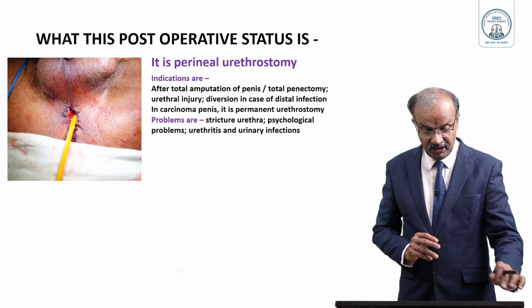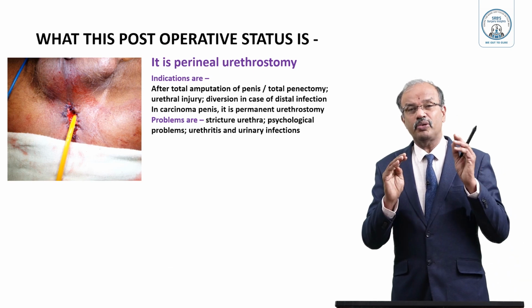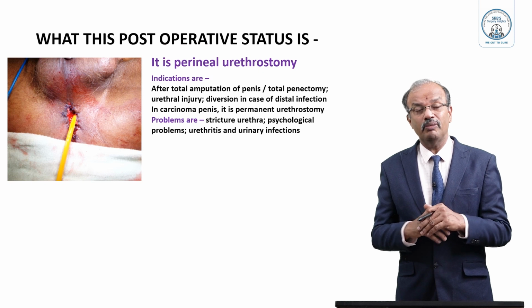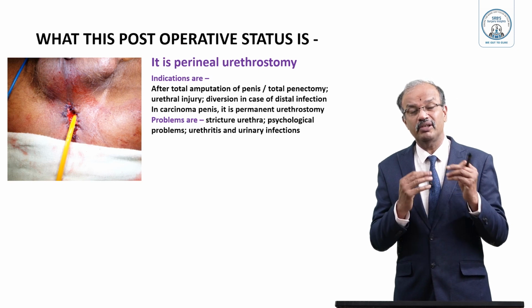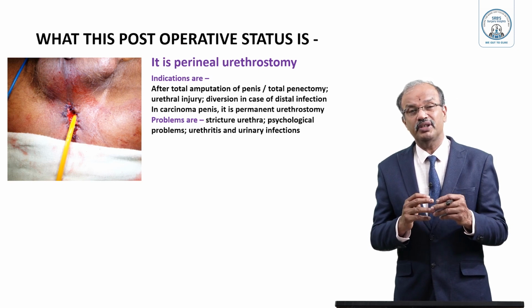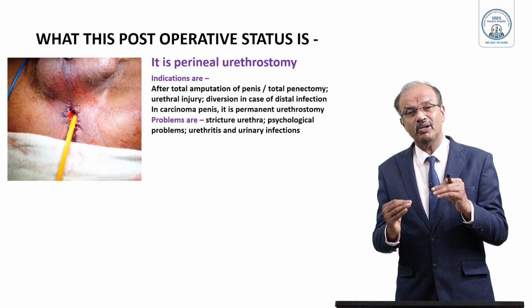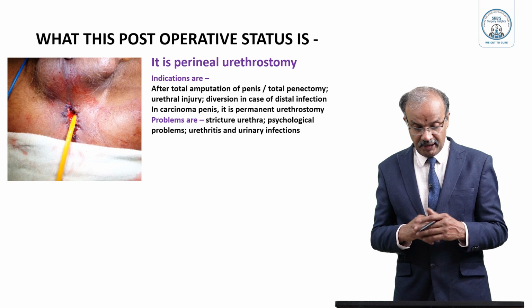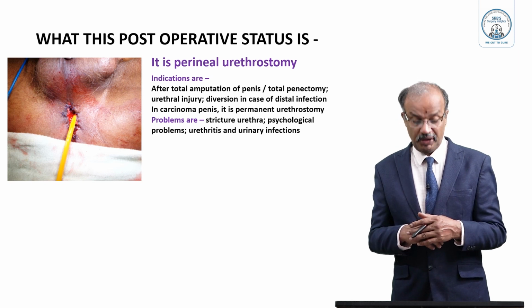So what are the indications? Commonly it is after total amputation of the penis or penectomy done for carcinoma penis. Sometimes it is done as a diversion for urethral injuries. Either you do a perineal urethrostomy or a suprapubic cystostomy, SPC. And in carcinoma penis it is actually a permanent urethrostomy.